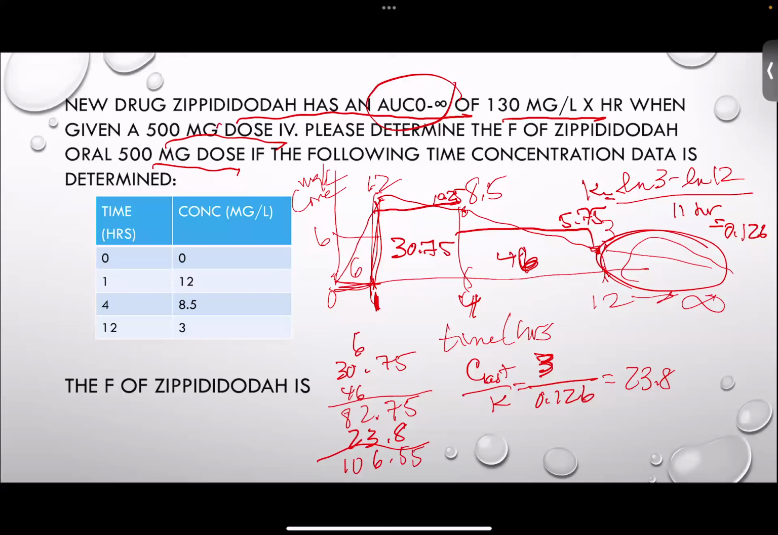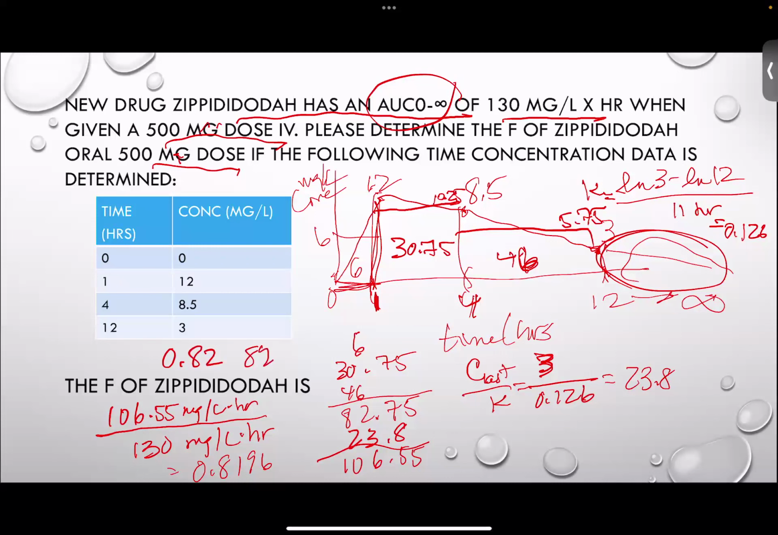106.55. And the dose of these two IV and PO are the same, so we don't have to worry about the dose, but we can say 106.55 milligrams per liter times hours divided by 130 milligrams per liter times hours. And I got 0.8196, so we're going to round that to 0.82 or 82%. So the F is 82%.